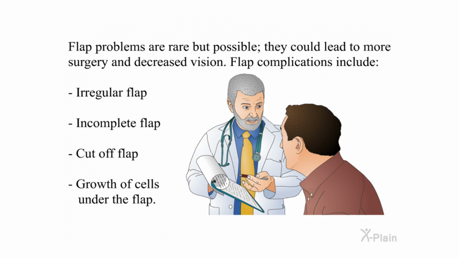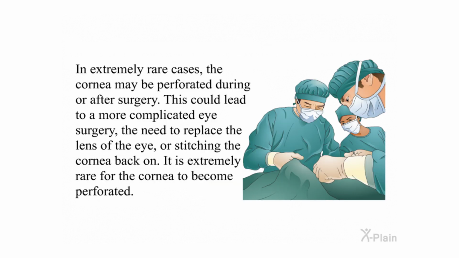Flap problems are rare but possible. They could lead to more surgery and decreased vision. Flap complications include irregular flap, incomplete flap, cut-off flap, growth of cells under the flap. In extremely rare cases, the cornea may be perforated during or after surgery. This could lead to a more complicated eye surgery, the need to replace the lens of the eye, or stitching the cornea back on. It is extremely rare for the cornea to become perforated.